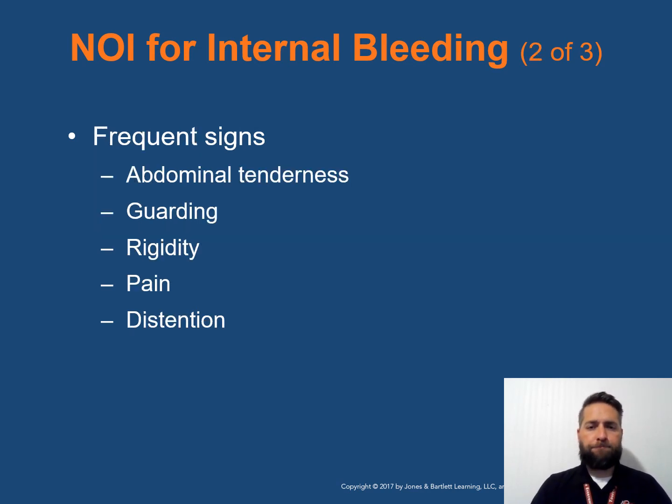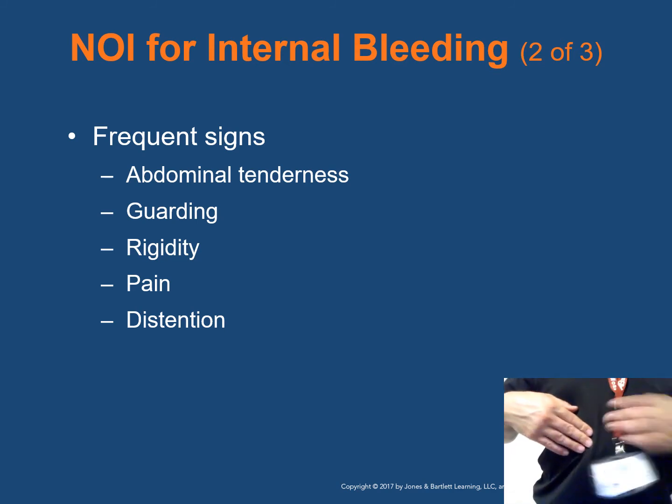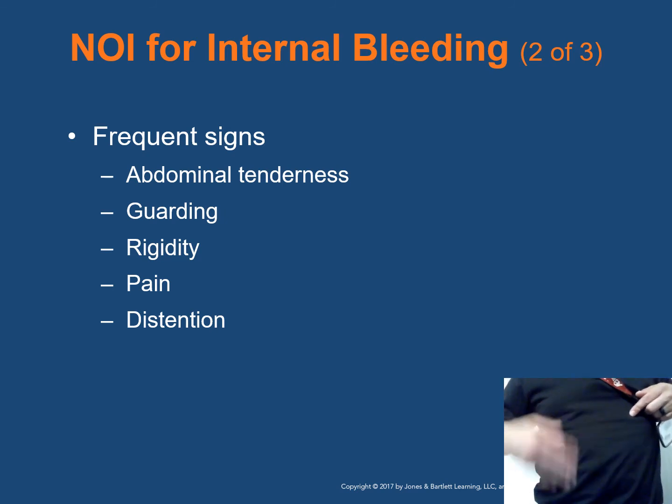Very, very bad. So nature of illness, internal bleeding. So abdominal tenderness, guarding, rigidity, and also pain and distension. So this is when we're going to get out and we're going to palpate the quadrants. I'm going to stand up so you guys can see. So we start from the point where it doesn't hurt, right? So if it's hurting down here, we need to go away from it.